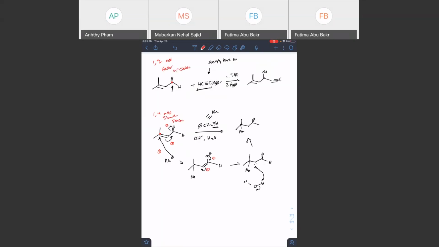So I think these are really important to remember, these definitions of our new understanding of 1,2 addition and 1,4 addition. They might come up on the exam.